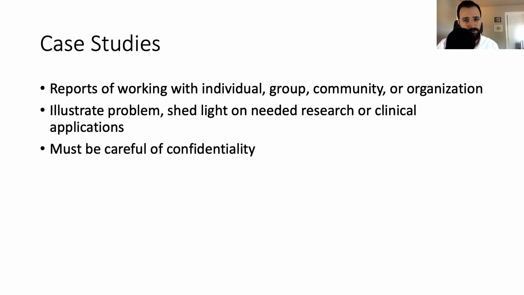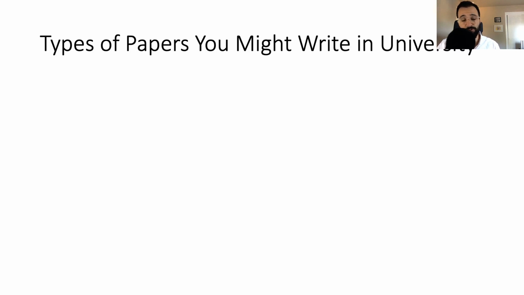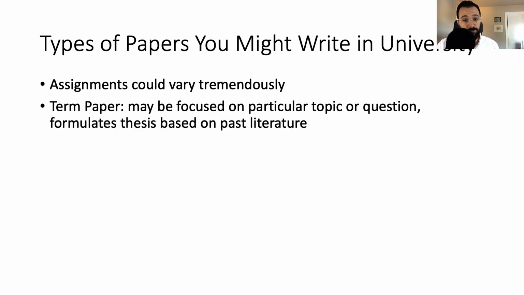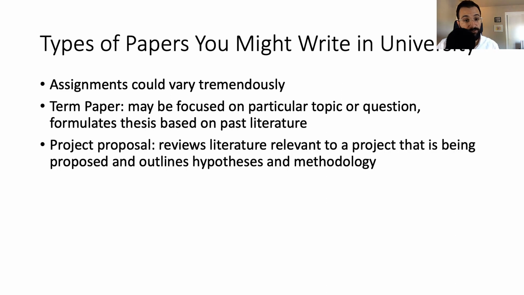So as I said, there are other types of papers you might find in journals. There are also other types of papers you might have to write while you're a college student. Assignments can vary quite tremendously from one class to another, from the beginning of one course to the end of it. You might have a term paper where you're focused on a particular topic or a particular question, so you need to formulate some kind of thesis based on past literature. You might write a project proposal in which you review relevant literature and then finish by outlining some hypothesis and methodological idea.